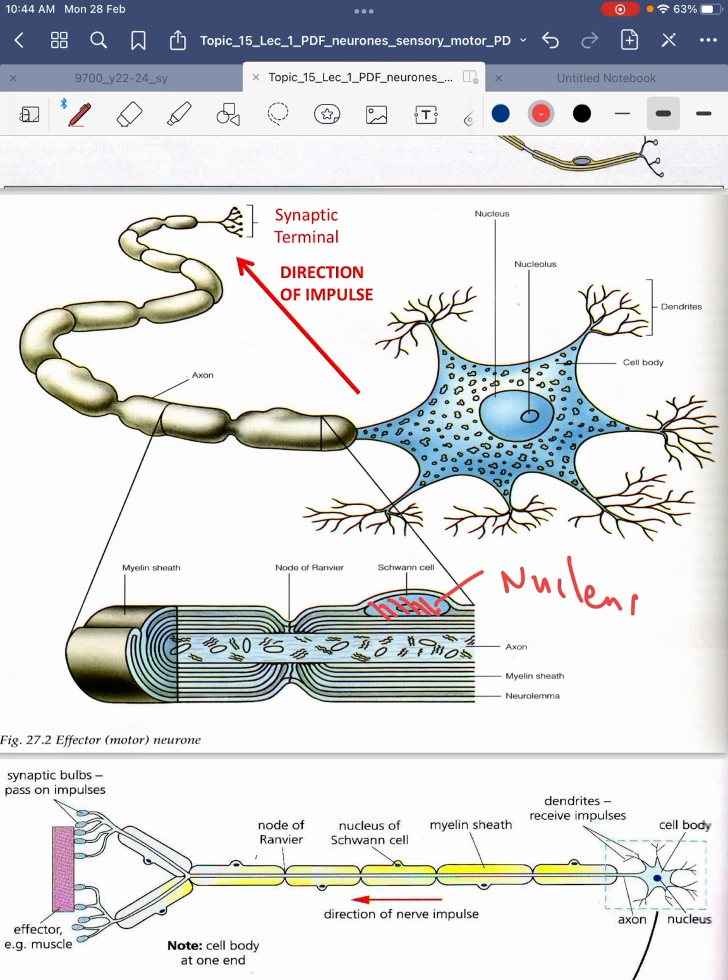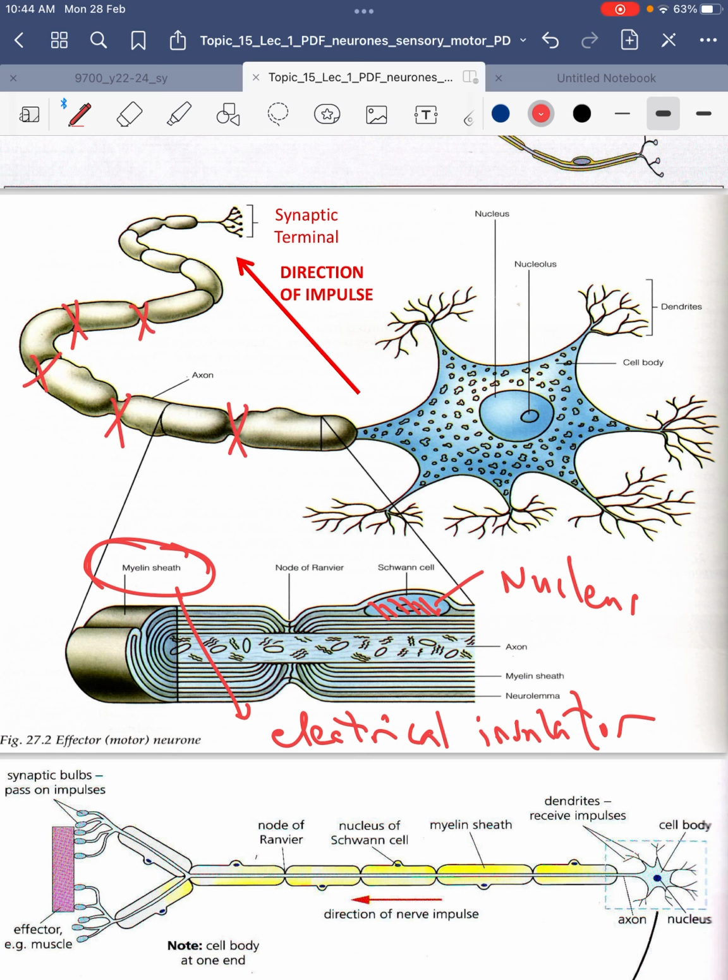So it wraps around the axon. Yeah, this substance called myelin shield, which acts as an electrical insulator. Okay, so the purpose of the myelin shield is to act as an electrical insulator. Okay, and this is the node of Ranvier. This area here are the nodes of Ranvier.